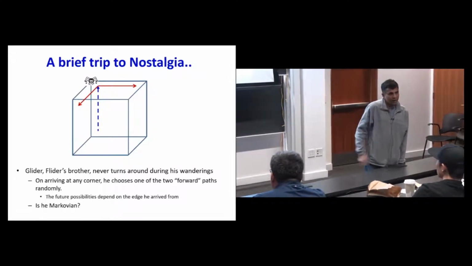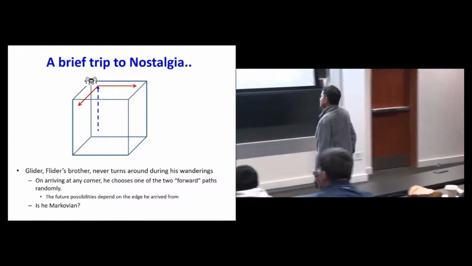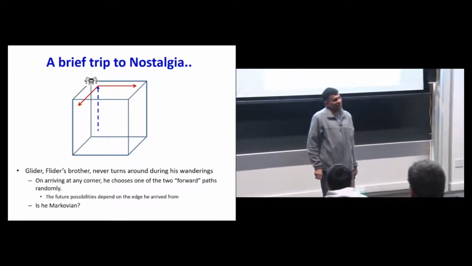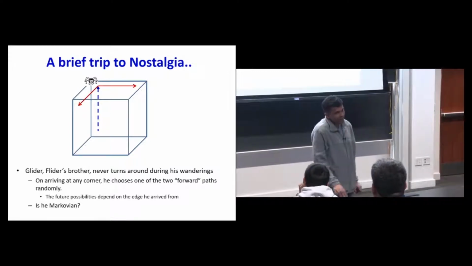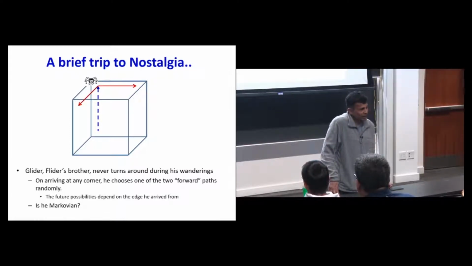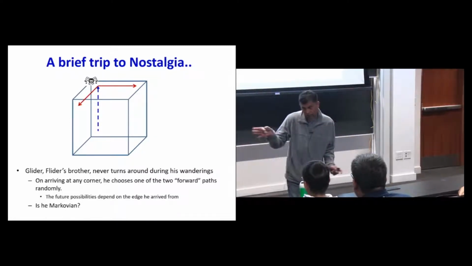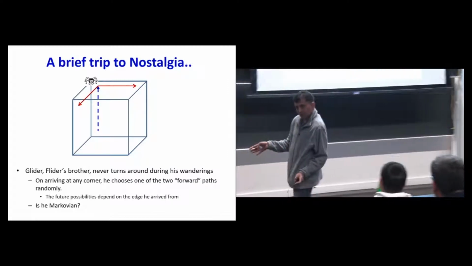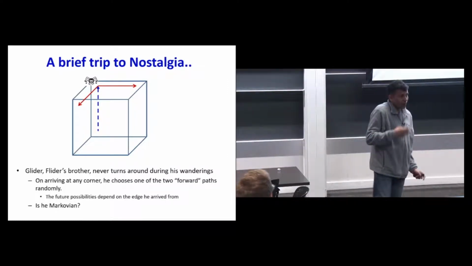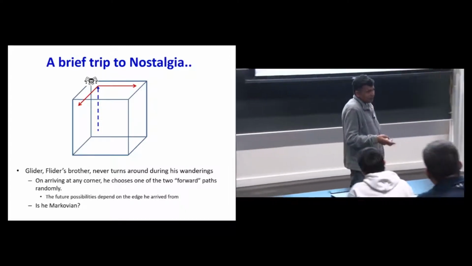8 corners, right? But then Slider has a brother, Glider, who behaves slightly differently. Glider doesn't like to turn back. So when he arrives at a particular corner, he randomly chooses one of the two other edges and only takes one of those two edges. Is Glider Markov? I think so.